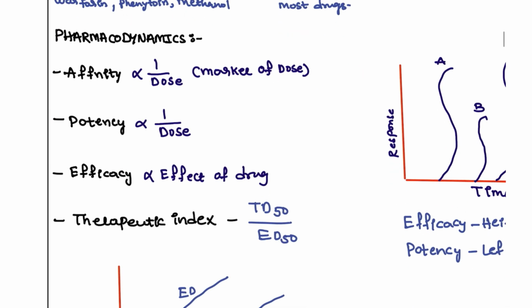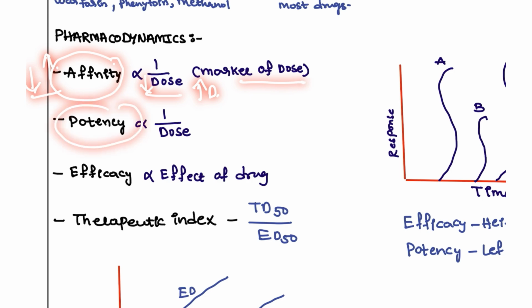And next, moving on to pharmacodynamics, how the drug is going to act on our body. Most of the time, drug affinity is inversely proportional to the dose. So if there is a high affinity, the dose must be low. If there is a low affinity, the dose is very high. So this will depend on the dose.